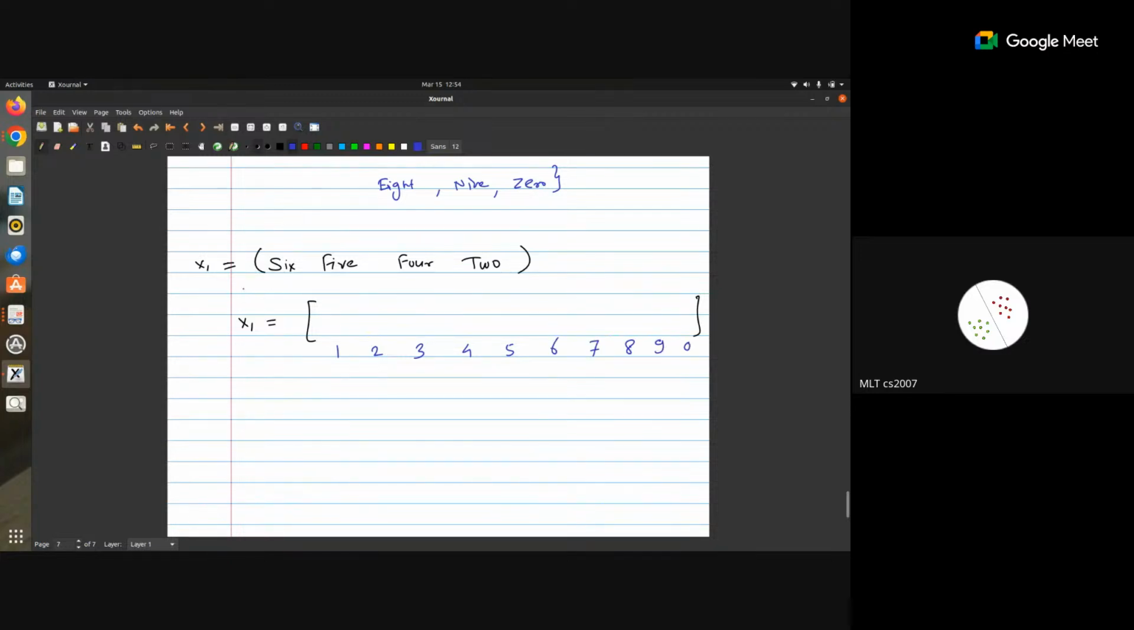So what appeared in x1? Does 1 appear? No, right? So this coin will say the value 0. Is 2 there? Yes, 2 is there, so it will say 1. Is 3 there? No. Is 4 there? Yes, so it will say 1. Is 5 there? 1. Is 6 there? 1. Then 0, 0, 0 and 0. So this vector x1 is 0, 1, 0, 1, 1, 1, 0, 0, 0.